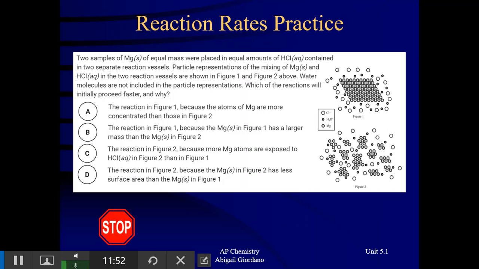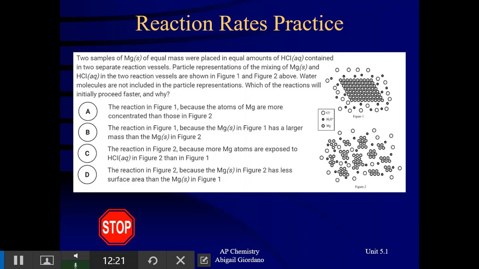Guys, if you look at these figures, really the only difference here is that the magnesium in the top figure is in a solid block, and in the bottom figure, it's sort of ground up. It's kind of like the top is the sugar cube and the bottom figure is granulated sugar. So think about that for a second. That's going to affect surface area.